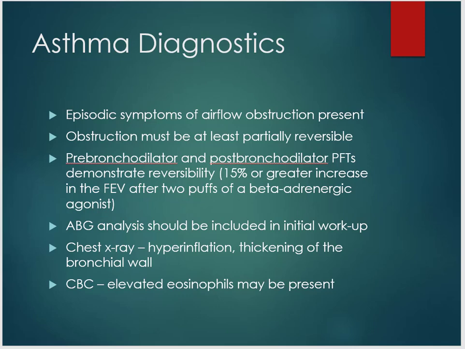ABG analysis should be included in your initial workup, and also it's important to get a chest x-ray to see if there's any hyperinflation or thickening of the bronchial walls. And then a CBC is not that you're looking for infection, but if you look for the eosinophils, those are elevated with inflammatory concerns, and you may see an elevated eosinophil level with asthma.